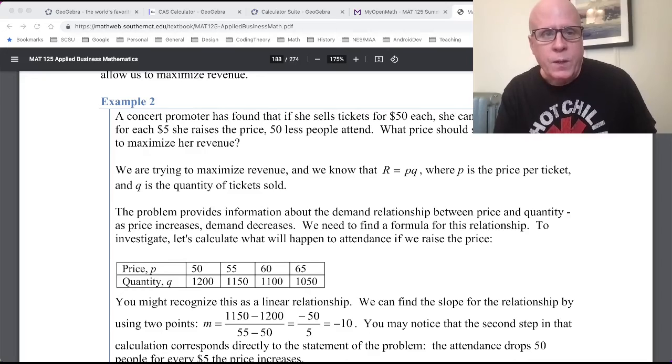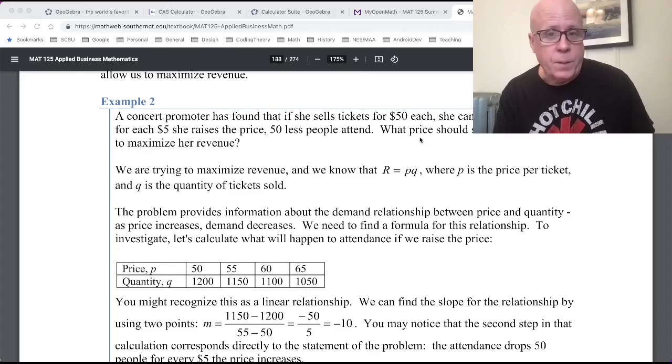So we've got a concert promoter who is selling concert tickets for $50 each, and at that price she finds she can sell 1,200 tickets. But an additional bit of information is that if she raises the price by $5, she finds that 50 fewer people will attend. So the question then is to figure out what price should she set in order to maximize revenue.